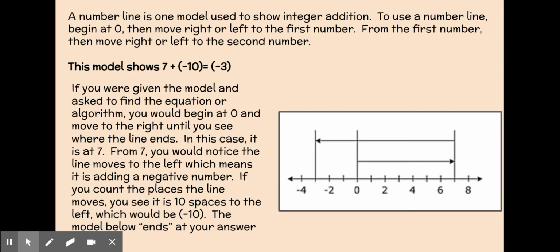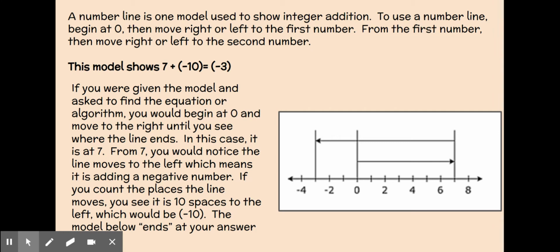In this first example, we see there's a number line. A number line is one model that we use to show integer addition. To use the number line, you begin at 0 and then move right or left to the first number. From the first number, you move right or left to the second number. So this model shows 7 plus negative 10 equals negative 3.